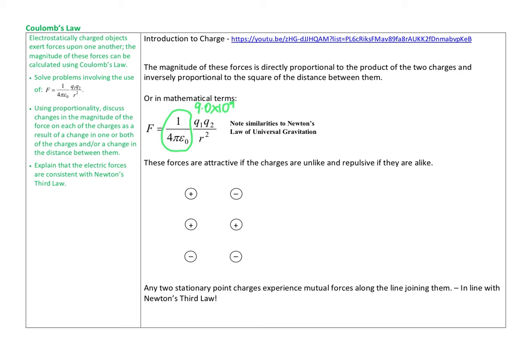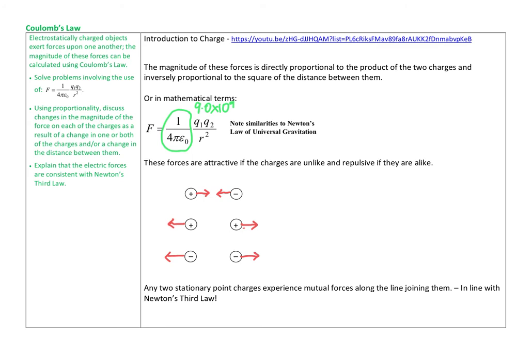Now, with gravity, the force was always attractive. There was no repulsive gravity. However, with the electrostatic force, you can have either an attractive or a repulsive force. Basically, opposites will attract. So in this case, two opposite charges will be attracted to each other, but like charges will repel. Like charges will repel each other. So we need to be conscious not only of the size of the force, but also the direction.